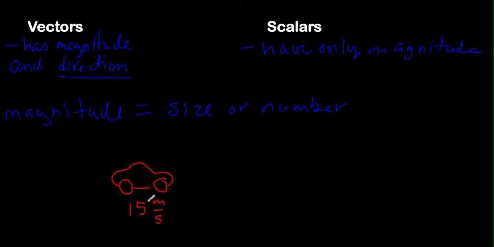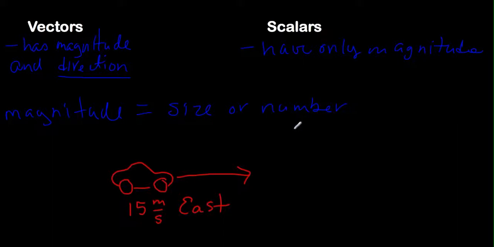We're not even really sure what speed is, but for now, we probably know that speed means you're moving at a certain rate. But unless I make this 15 meters per second to the east, it now just became a vector. Now we know exactly the direction that you're going. So if it's only a number, it's a scalar.